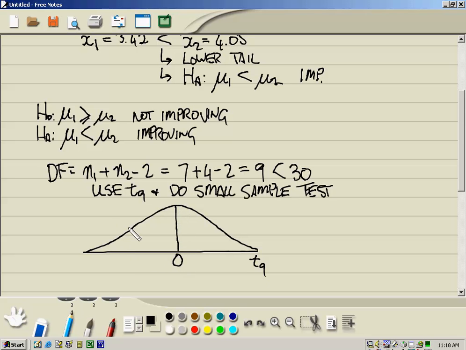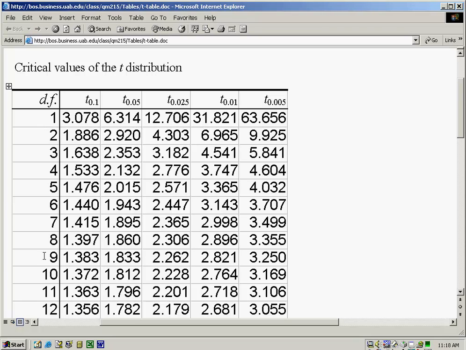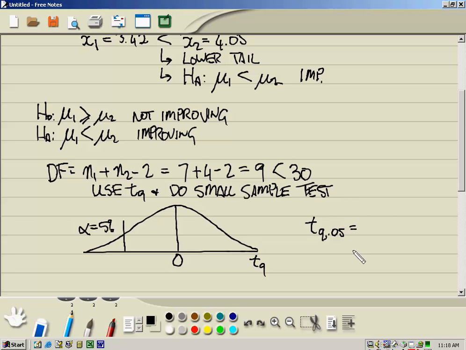Middle of any T distribution is 0. This case is a lower tail test with an alpha of 5%. So we're going to go to our tables, look for a T with 9 degrees of freedom and alpha of 5% in the one tail. Critical value is 1.833.